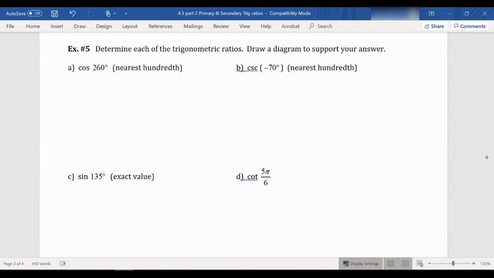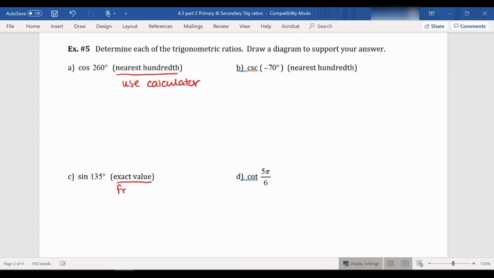All right, so just a couple more examples here. Determine each of the trig ratios, draw a diagram to support your answer. The diagram is going to support whether our ratio is positive or negative based on where that angle falls. If you see something like nearest hundredth, this means we're going to use a calculator. These are not special angles. We use exact value. This means this is an exact trig ratio from one of our special triangles that we went over in the previous lesson. Those special triangles you must know.